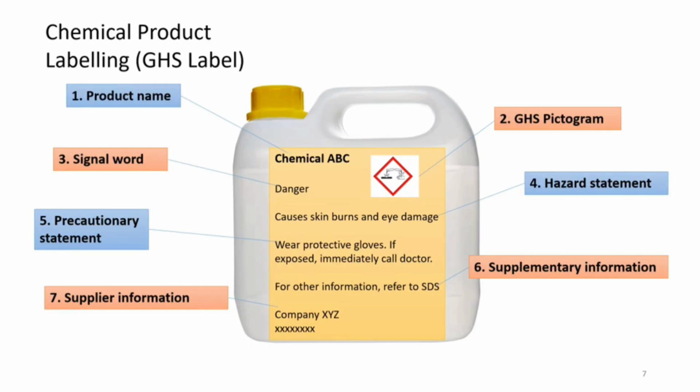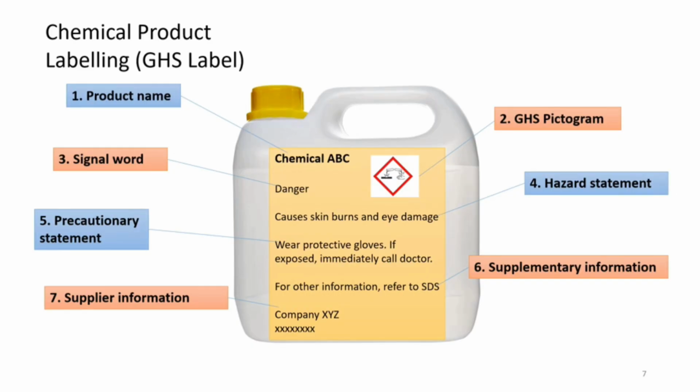A standardized labeling format is to be fixed onto the containers containing the hazardous chemical. There are 7 components, namely product name, GHS pictogram, signal word, hazard statement, precautionary statement, supplementary information, and supplier information. All this information can be obtained from the SDS of the chemical.